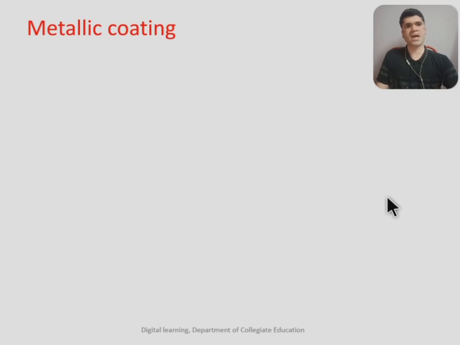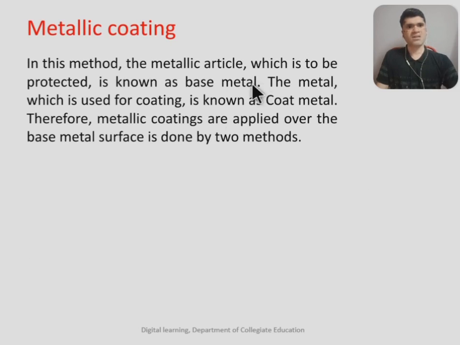Next we will move to metallic coating. In this method, the metal article which is to be protected is known as the base metal. The metal which is used for coating is known as the coat metal. Therefore, metallic coatings are applied over the base metal surface by two methods: one is the electroless method and another is electroplating. So these are the two methods by which we can do metallic coating.